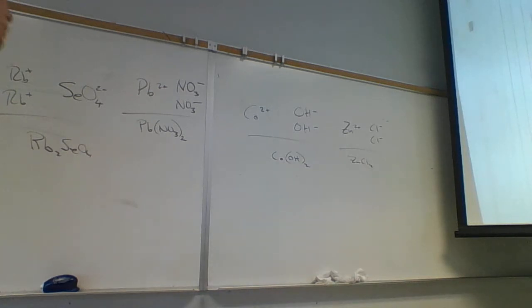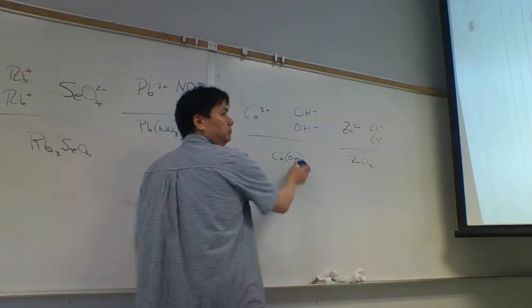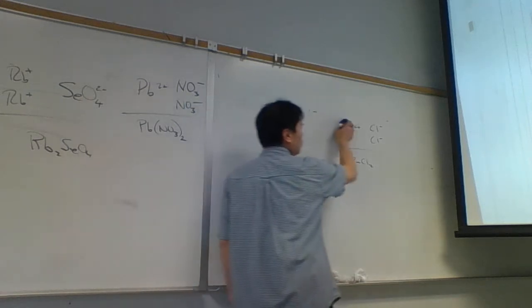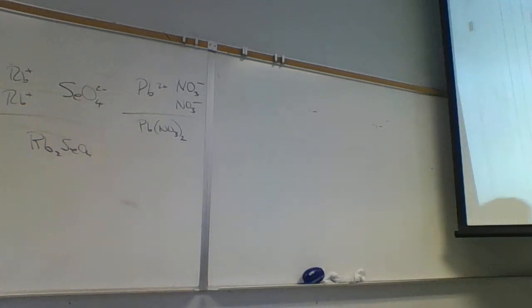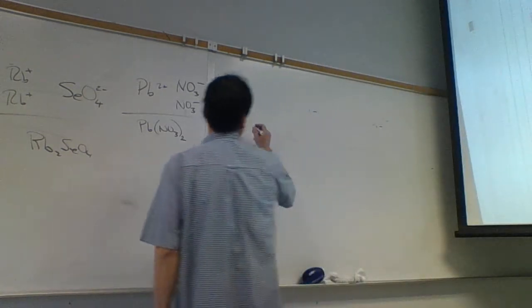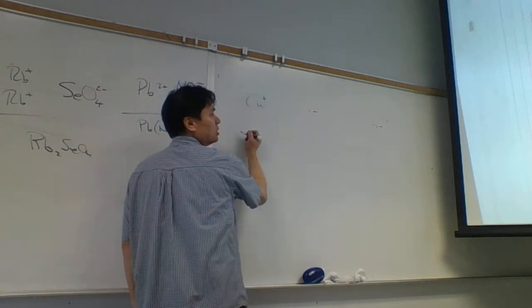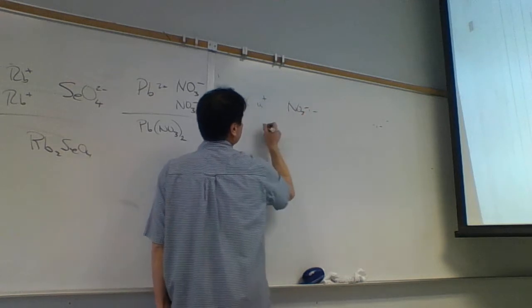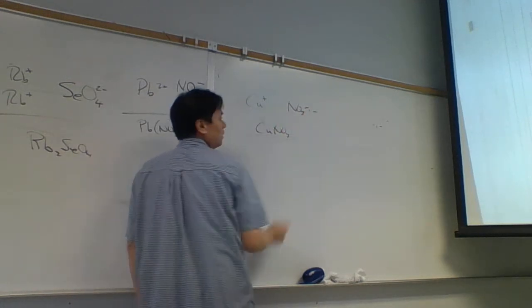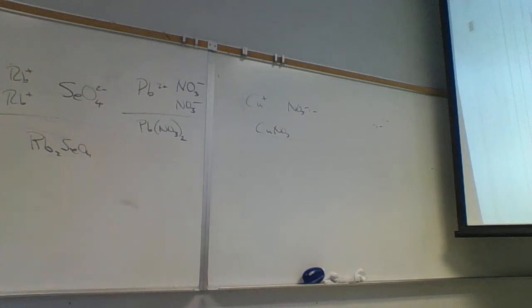Copper 1 nitrate. Copper can form a charge of 1 and 2. Copper is right above silver. Silver has only 1 charge, copper can have 2 charges. This is group 1B or group 11, with +1 and +2. So this is copper with a +1 charge, bonded to nitrate, which we saw earlier, NO3 minus. So this is just CuNO3. That would be copper 1 nitrate here.